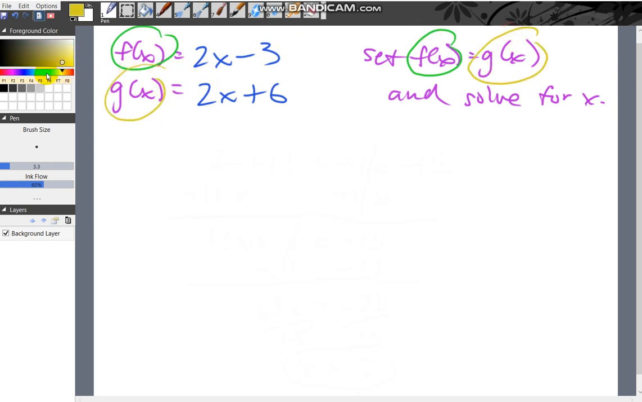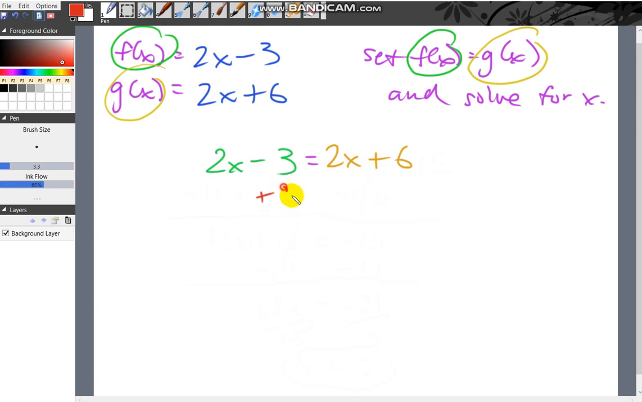Okay, so what we're doing is we're just going to set it equal to each other. So 2x minus 3, and then we're setting that equal to 2x plus 6. Okay, so now what we want to do is try to solve for x. So if we try to solve for x, let's try it.